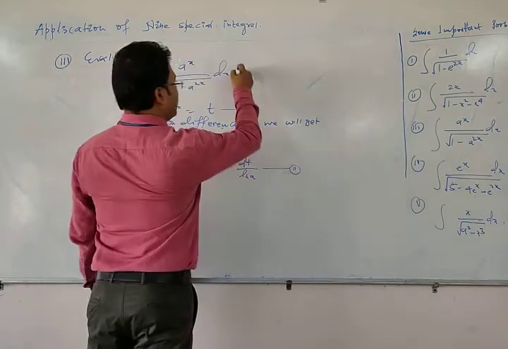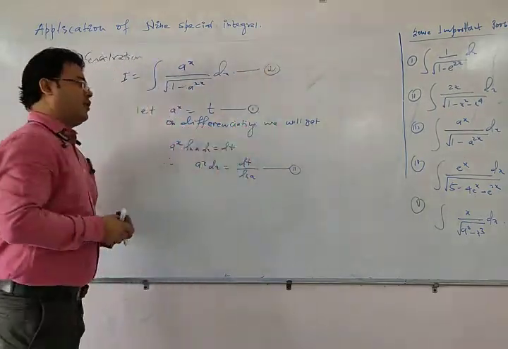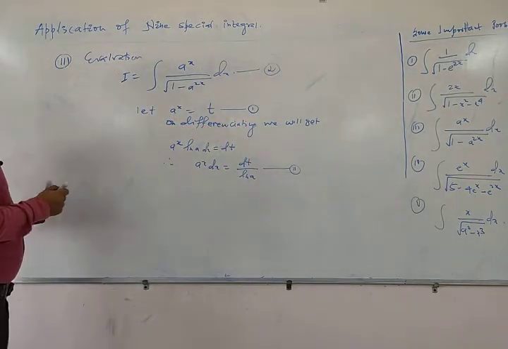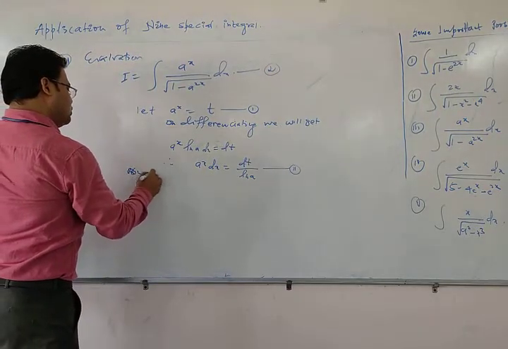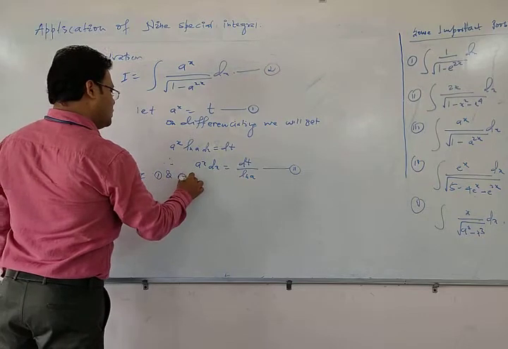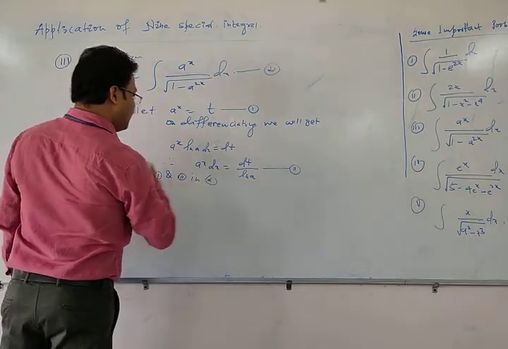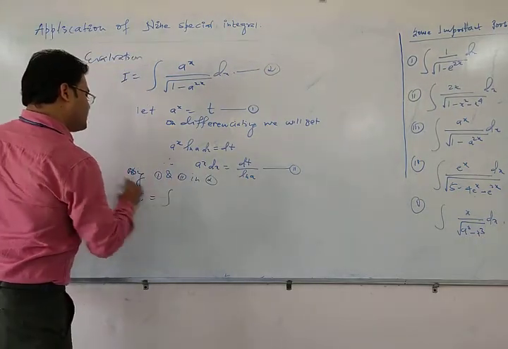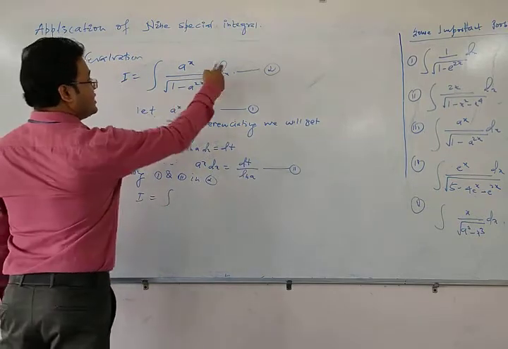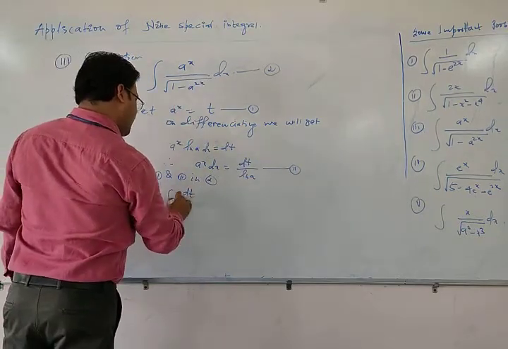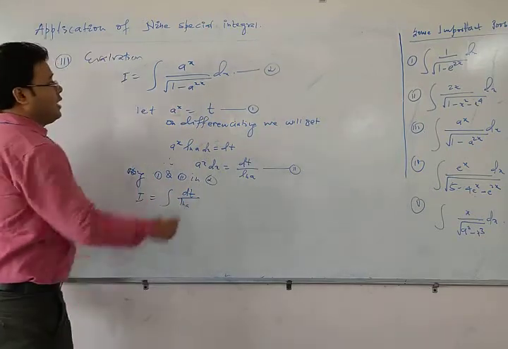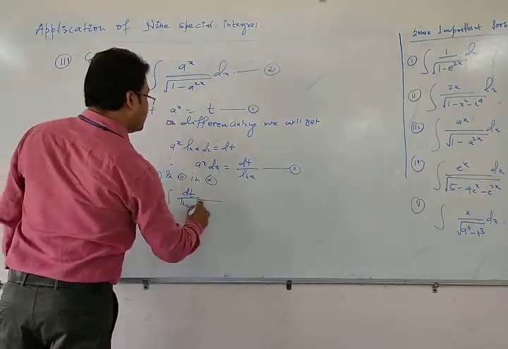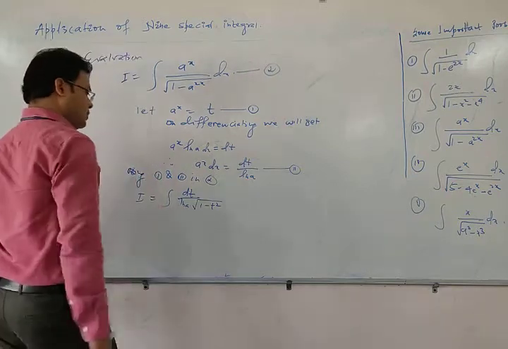This is number 2 and this is alpha. Now where do we use numbers 2 and 1? Using 1 and 2 in alpha, I becomes: in place of this you can write dt upon ln a, and in place of this you can write 1 minus t square.